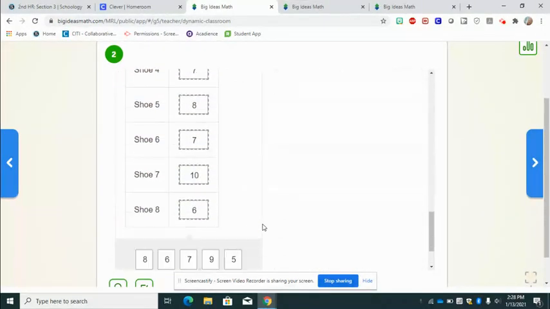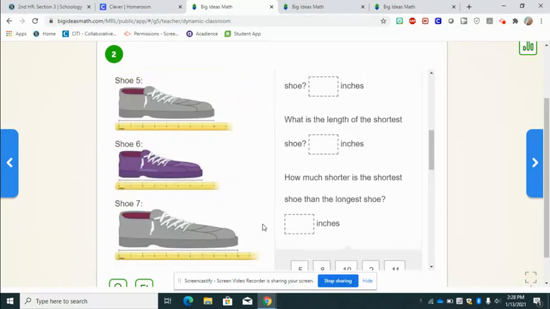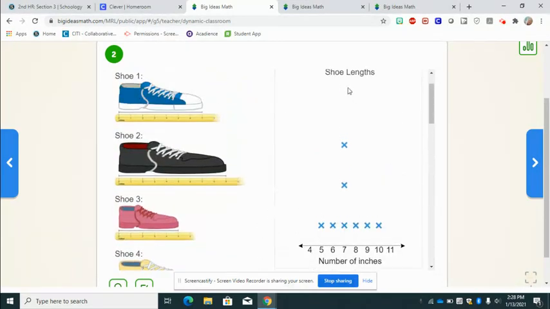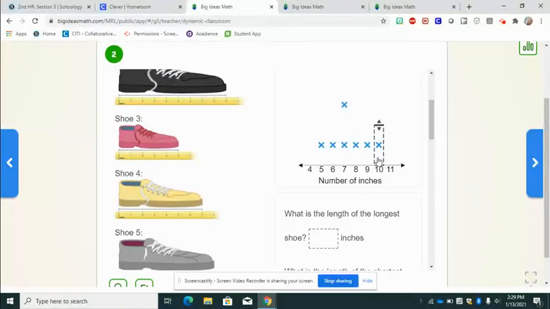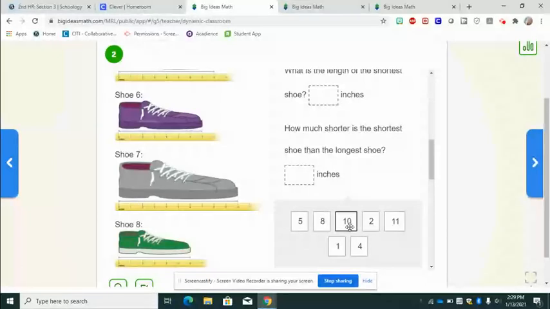Let me double check to make sure I got that. 10 and 6. Okay. So here's our line plot with our shoe lengths, and our question says, what is the length of the longest shoe? So we're going to look at these numbers on our number line right here, and whichever one has an X over it that is the largest is going to be the length of the longest shoe. So 11 is the largest number, but it does not have any X's over it, so we're going to start with the number 10, and that's going to be our longest shoe that was 10 inches long.